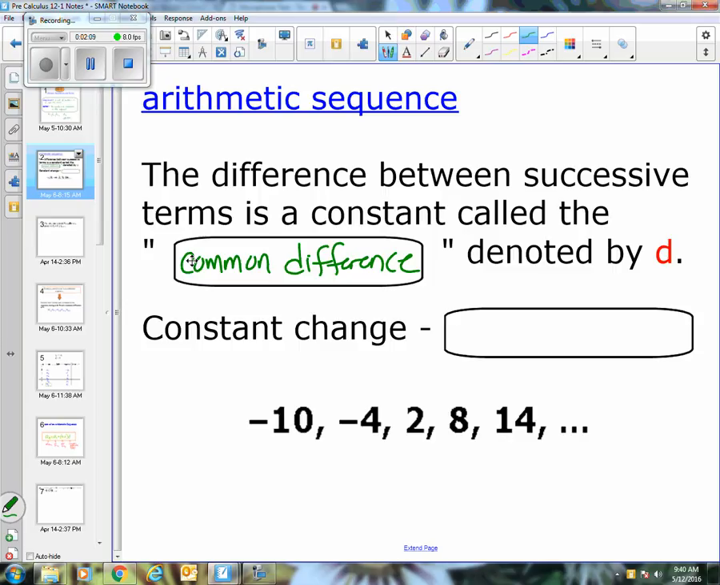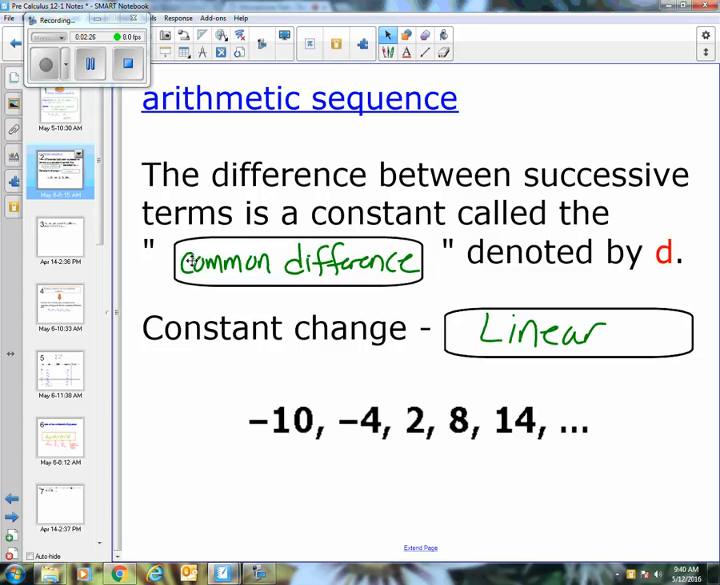It's a constant. So what does that remind you of, this idea of constant change? That is a linear situation. So if you actually graph the term number and the value of the term and you plotted those points in a scatter plot, they would form a linear relationship. You would be going up by the same amount each time.